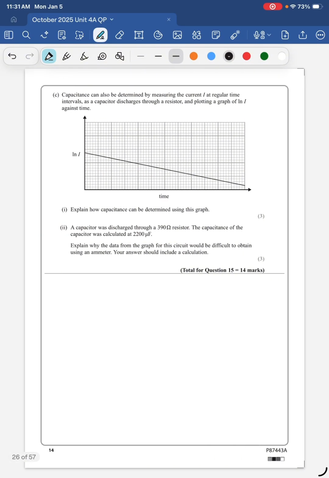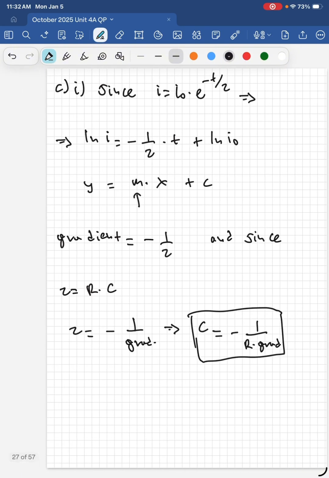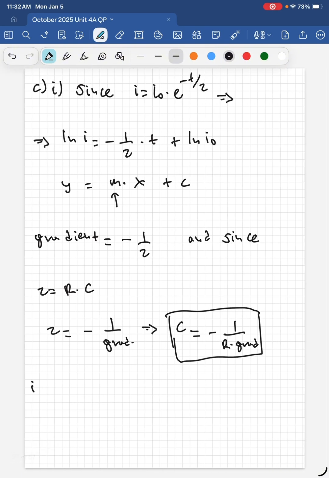and part 2, a capacitor was discharged through a 390 ohms resistor. The capacitance of the capacitor was calculated at 2200 microfarads. Explain why the data from the graph for this circuit would be difficult to obtain using an ammeter. Your answer should include a calculation. So, okay. We have to find the time constant, which is RC, which is equal to 0.66 seconds.